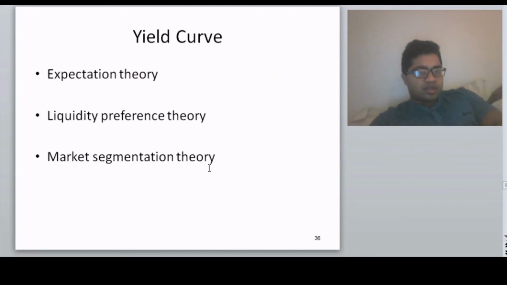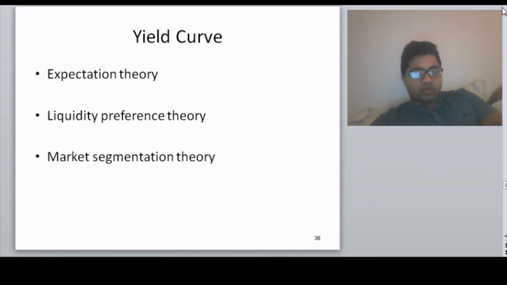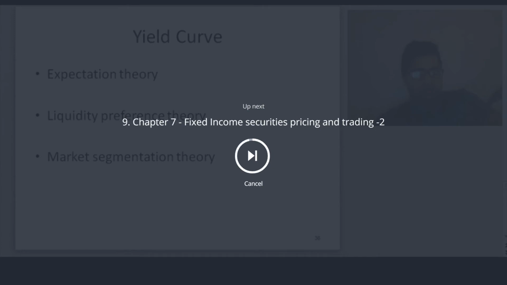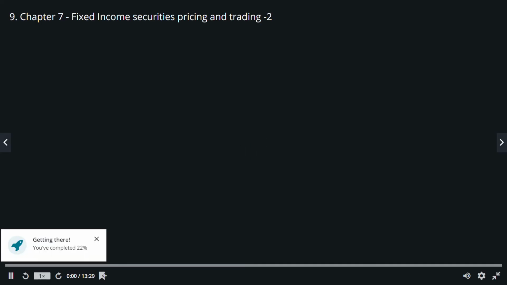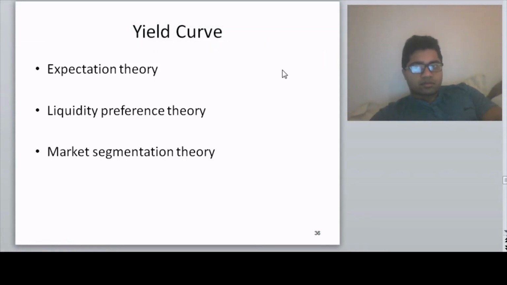Now this is important, the yield curve. So what is a yield curve? A yield curve is a graph. So I'll show it to you.